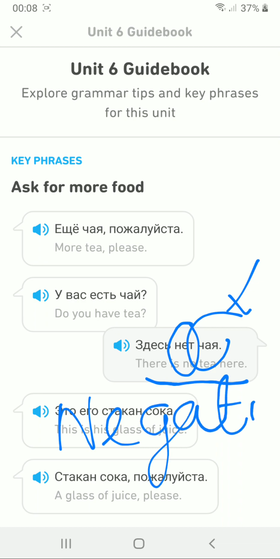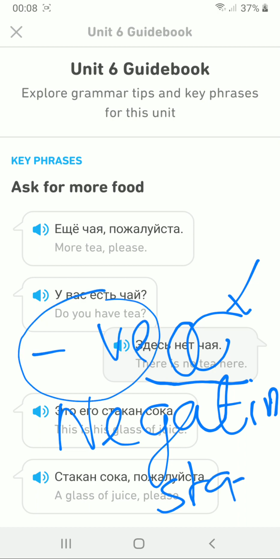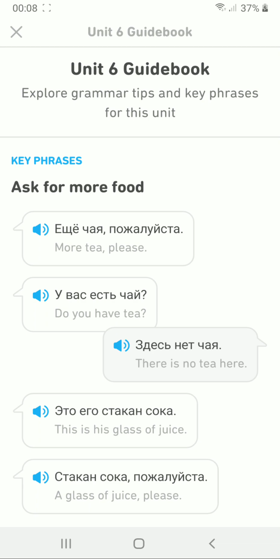negative statement. So it's a negative statement. So for that reason, you use a genitive form for chai. So it becomes чая again because it's just нет чая. It's just есть чай. If it would be there is tea, есть чай.